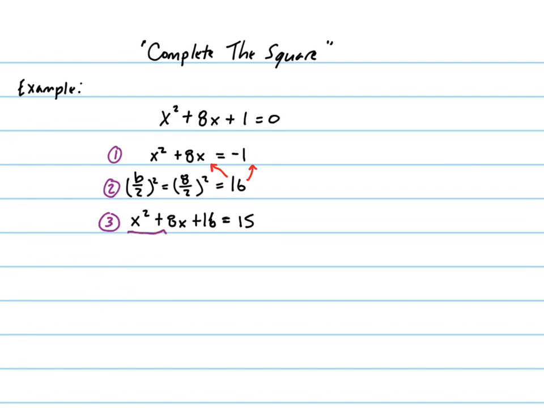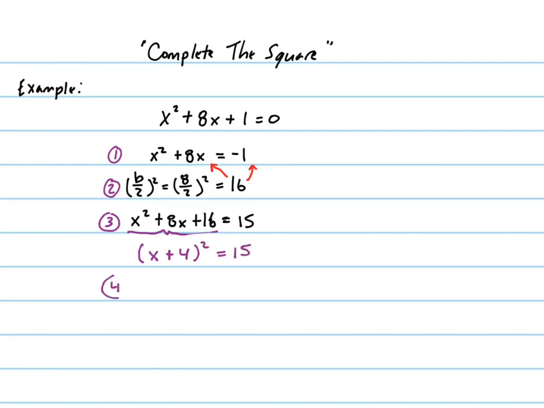Remember, this is a perfect square trinomial. So two numbers that multiply to be 16, that add to be 8, are both going to be 4 and 4. So this becomes x plus 4 squared. And we know it's a plus because there's both plus signs here. Equals 15.